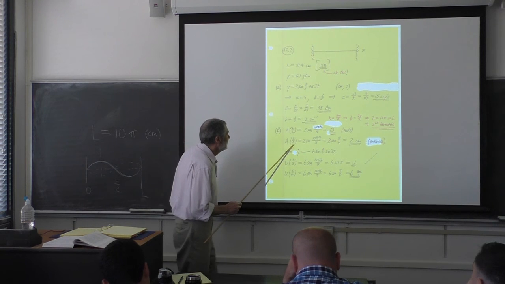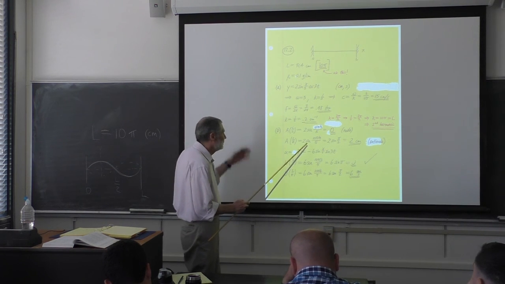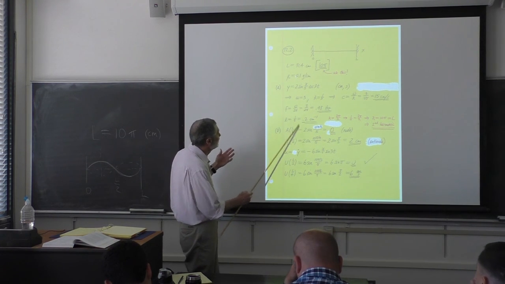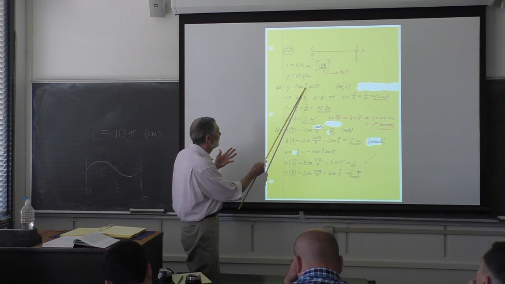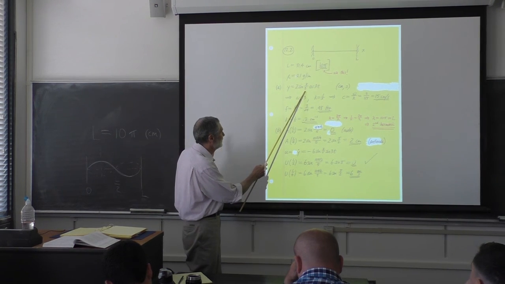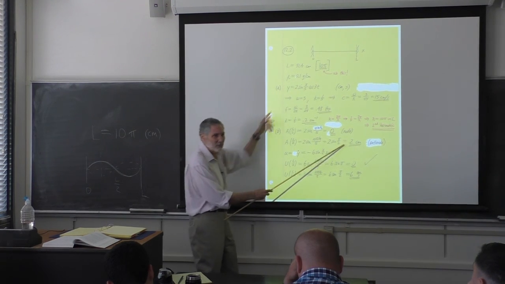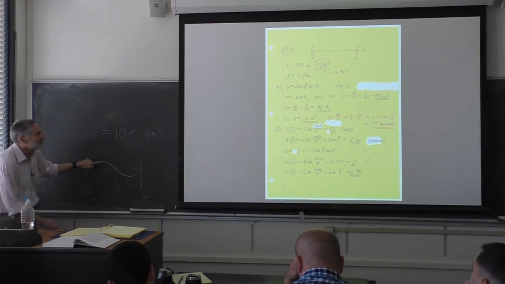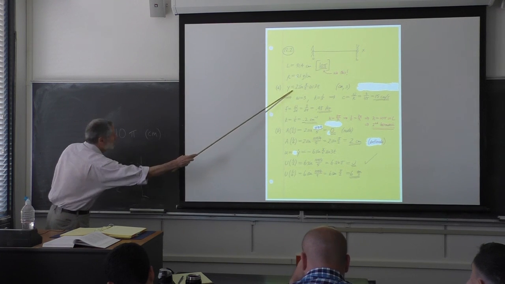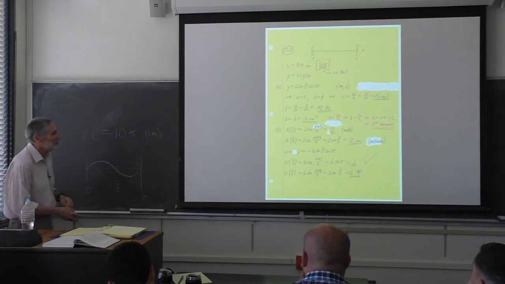If you don't believe me, you can calculate this. Let x be a quarter of the length, and you're going to find it's 2 centimeters, the same as that number. But we know it has to be because it's an antinode. And this amplitude that sits here is the maximum amplitude of the wave.